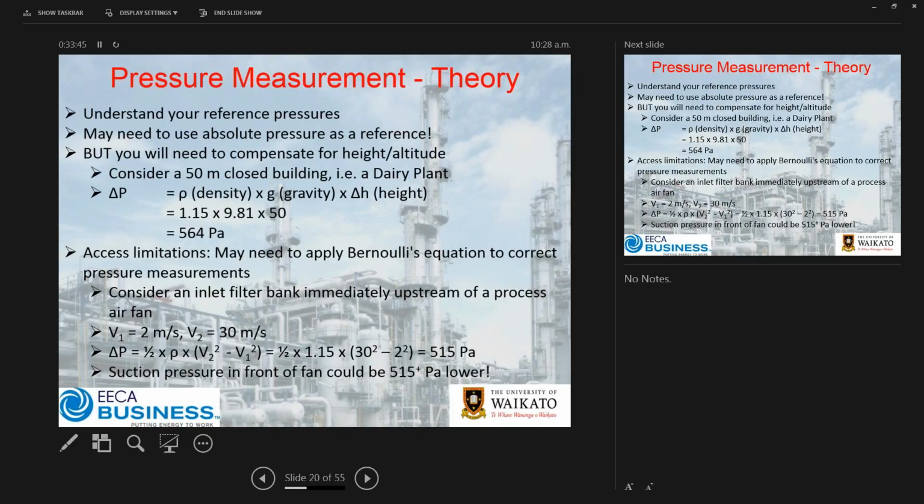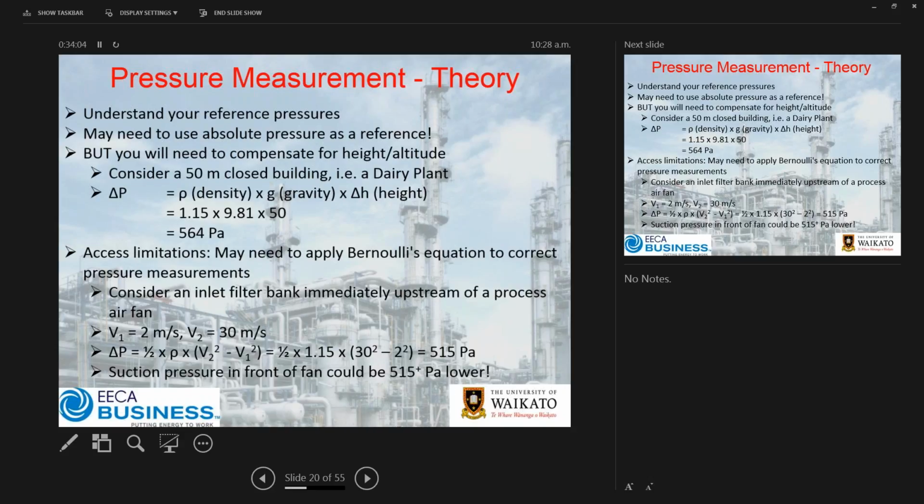So if you're using absolute pressure as a reference, and that's the meter you have, you need to be very, very careful that you understand how pressure is changing in the background, i.e. in terms of your height. And so you'll then need to compensate your measurements accordingly.